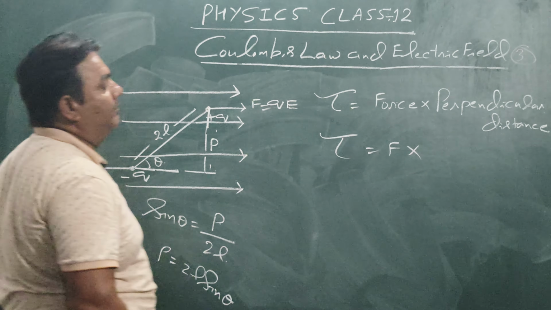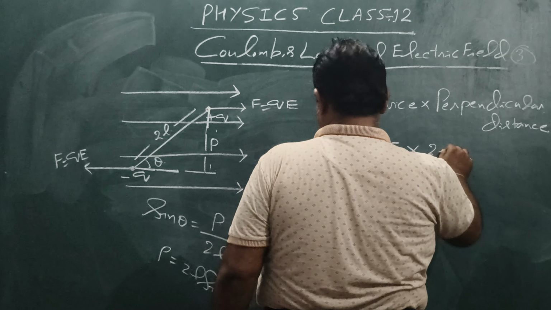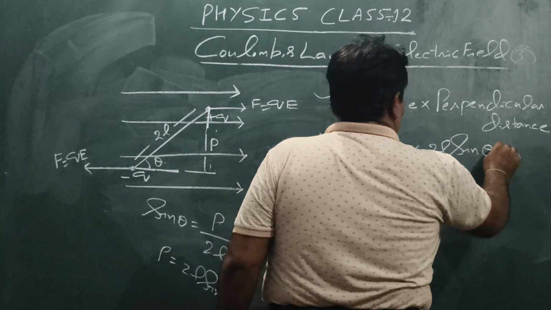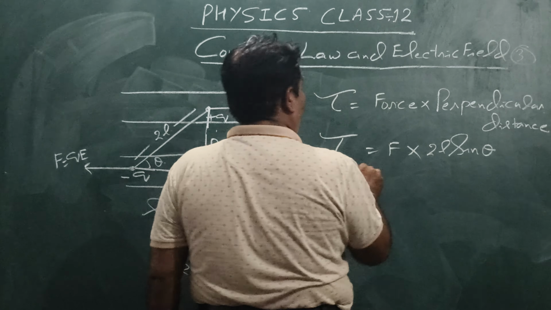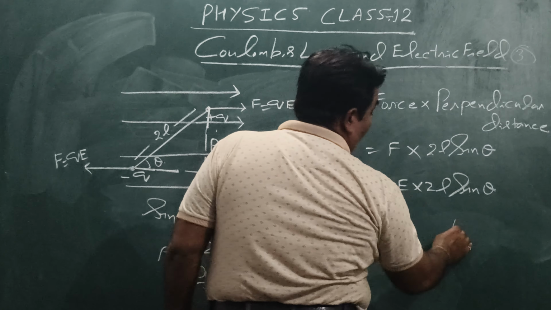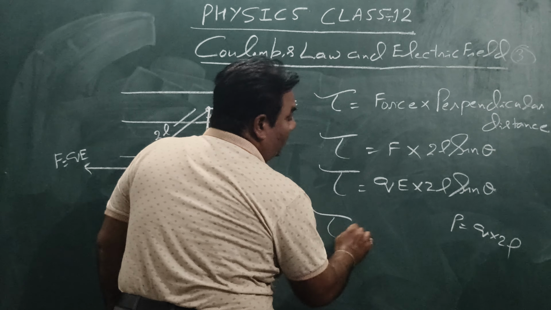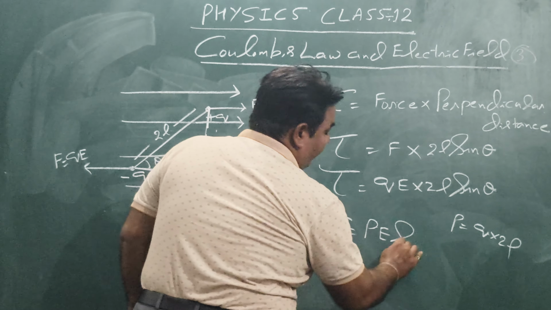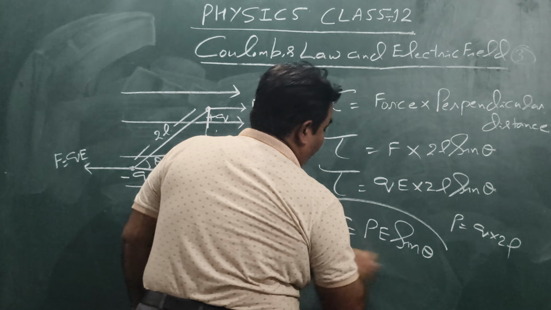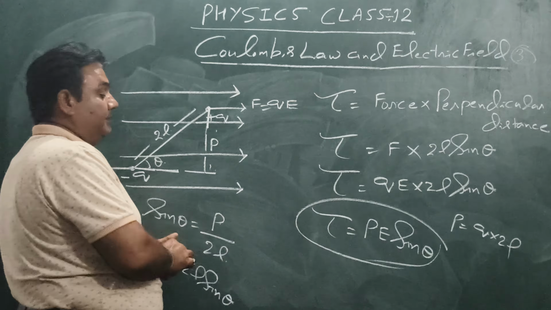So when we put the values, F is qE, and the perpendicular distance is 2L sine theta. And q into 2L is the electric dipole moment, P equal to q into 2L. So tau is equal to PE sine theta. This is the formula of the torque acting on an electric dipole when it is placed in a uniform electric field.